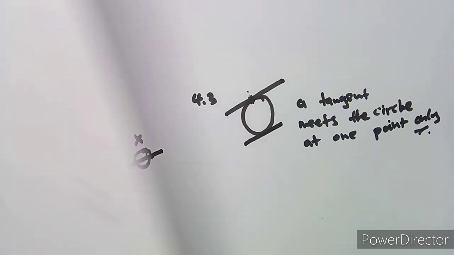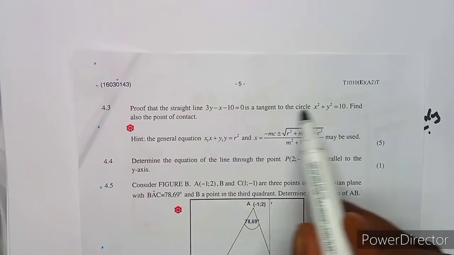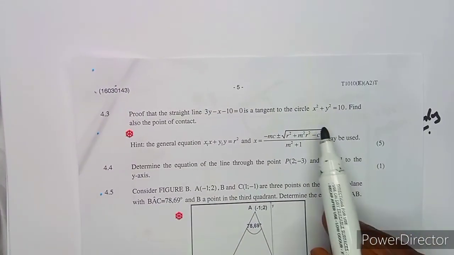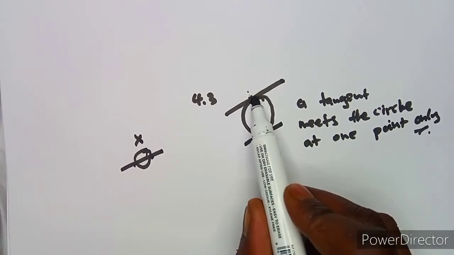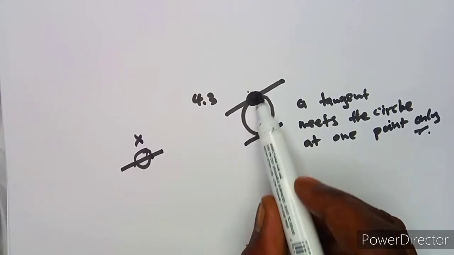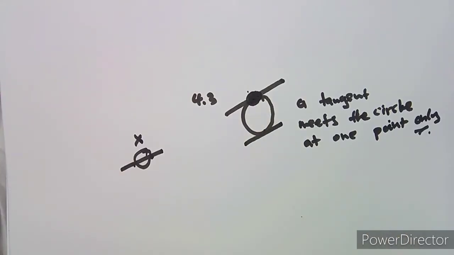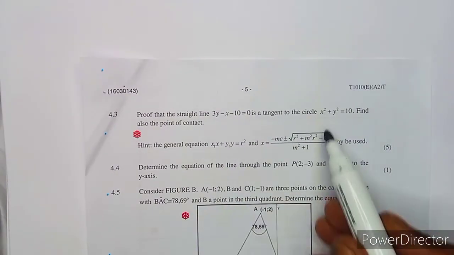So remember, I am given the equations, so I can solve these equations simultaneously. If I solve these equations simultaneously, I'm supposed to obtain one value of x and one value of y. That is to show that this is at one point. So let's prove that by solving, because we are given 2 equations.